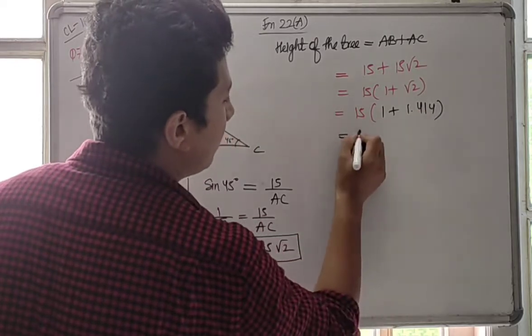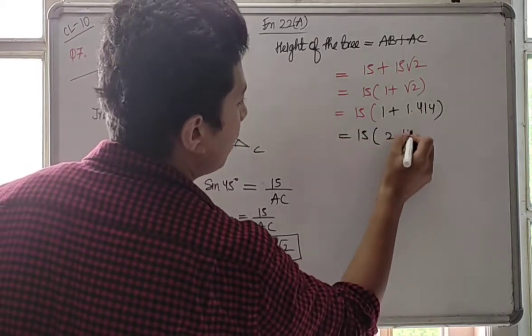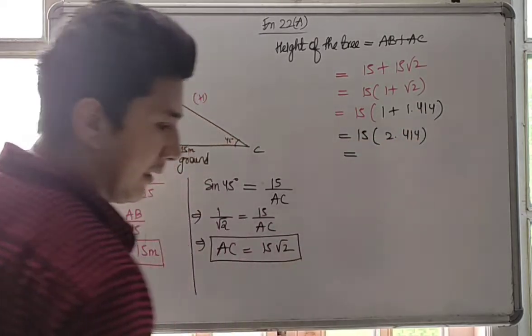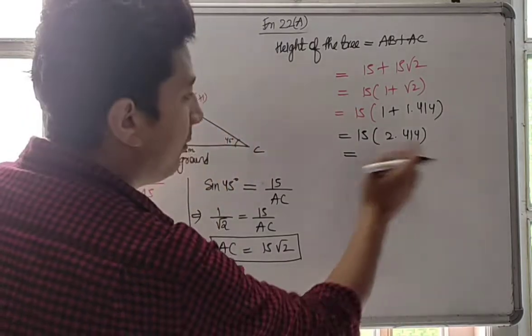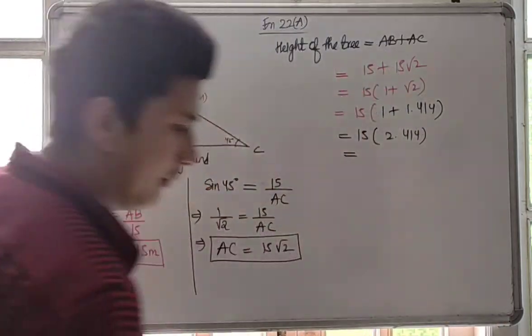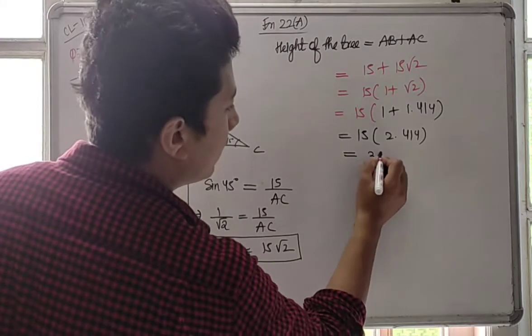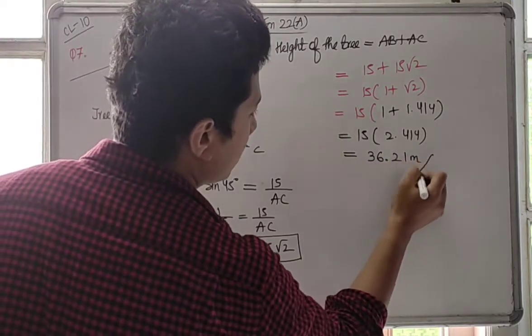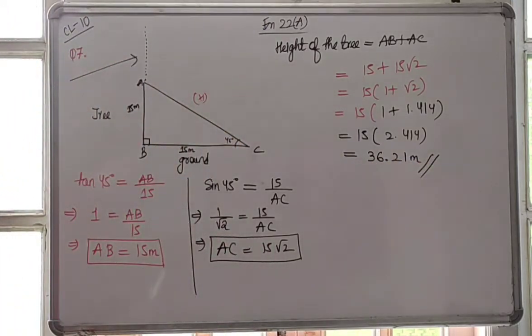1.414. If you add, this is 2.414, and if you multiply, I have done the multiplication here, you will get 36.21. 36.21 meters was the actual height of the tree before it was broken. Okay, so in this way we have to do it. Please pause the video and note it down.